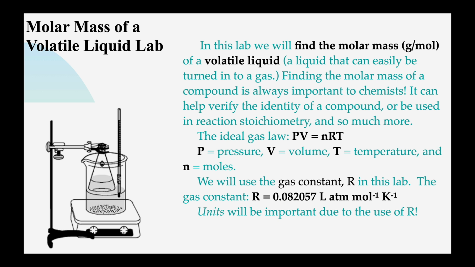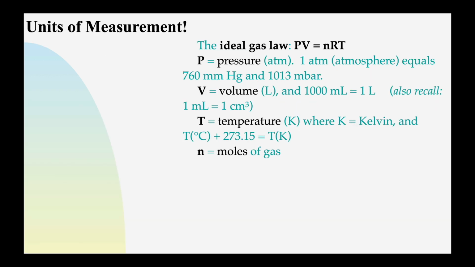Most of the time in the lab, we won't use liters, atmospheres, and Kelvin. We'll probably use milliliters or centimeters cubed for volume. We'll use millimeters of mercury or millibars for pressure, usually Celsius for temperature. But when we use the ideal gas law, we must use liters, atmospheres, moles, and Kelvin. So how this works is we'll solve first for n, the moles, and then if we know how many grams of unknown we put in, grams divided by moles n will give us the molar mass. And that's how this process works. And it's really cool as long as your liquid is relatively easy to turn into a gas. Here's a little bit more on the units.